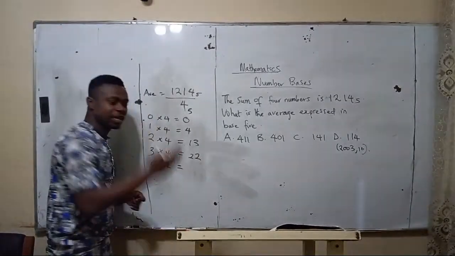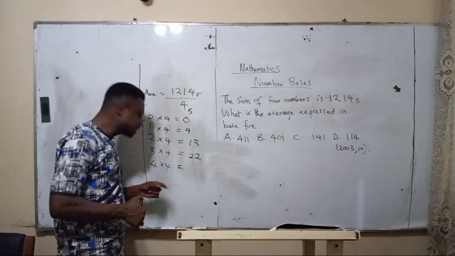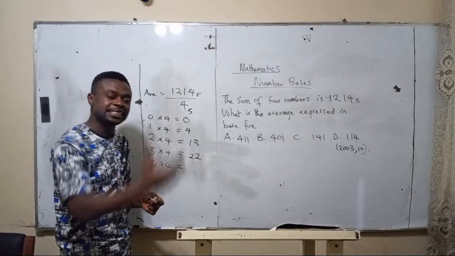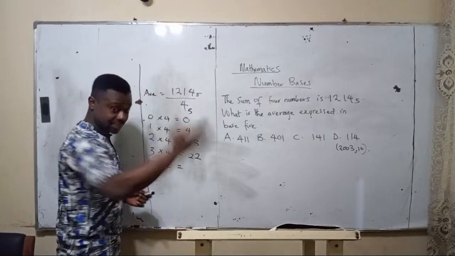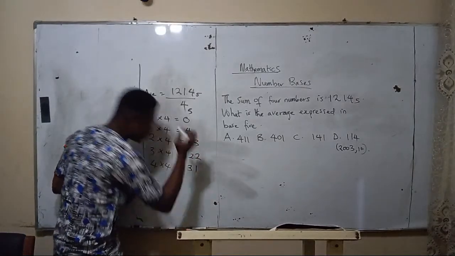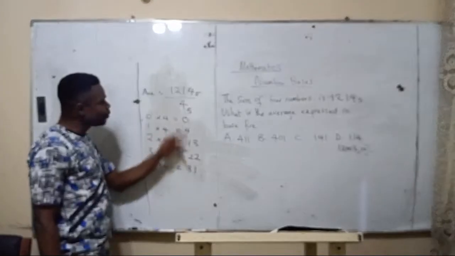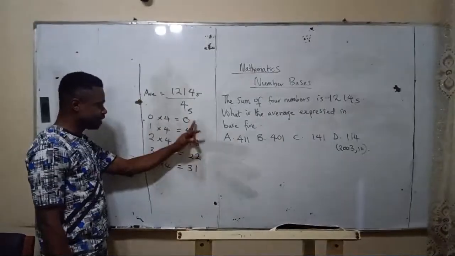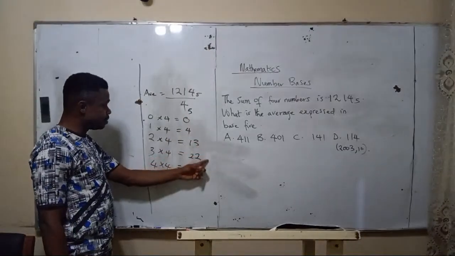Now 4 times 4 is 16. 16 cannot be under base 5, so divide by 5. If you divide 16 by 5, you have 3 remainder 1. So we write the remainder 1 and bring down the whole number 3. So 3 1. This now will help us to carry out our division properly. All these things here are in base 5.